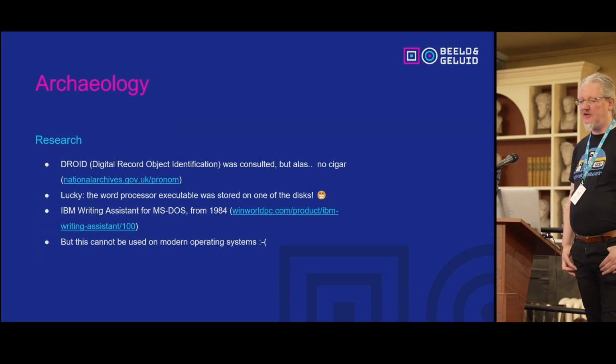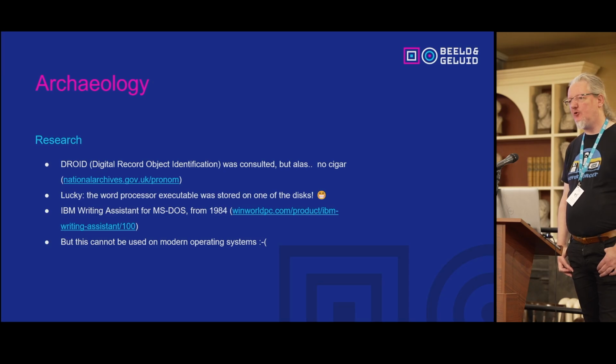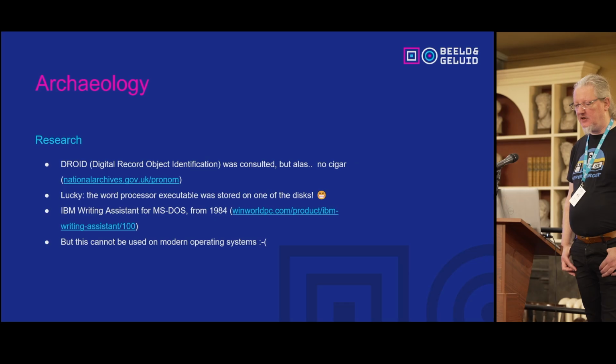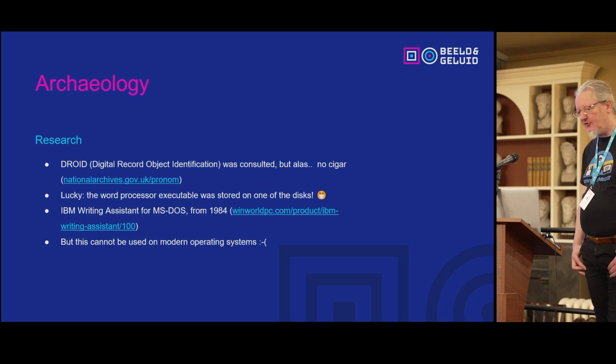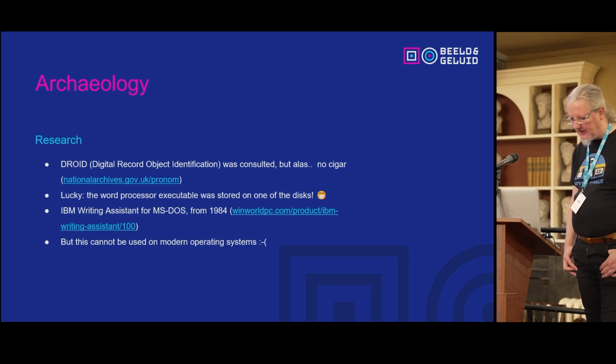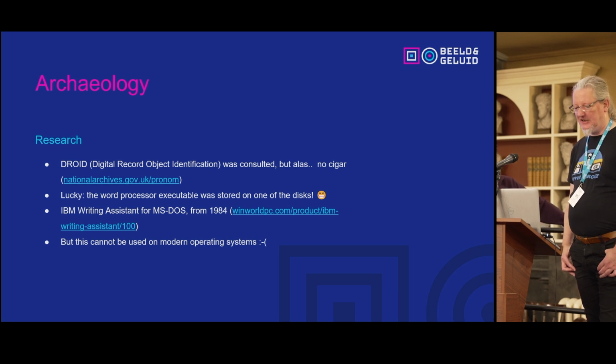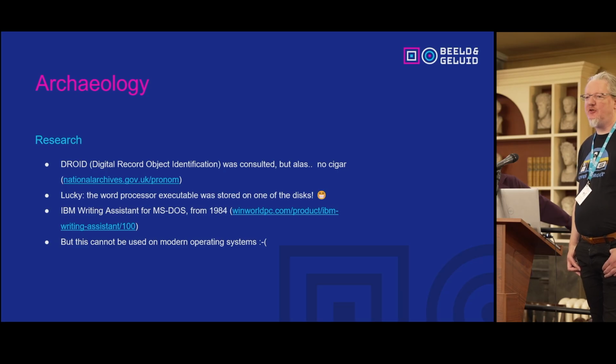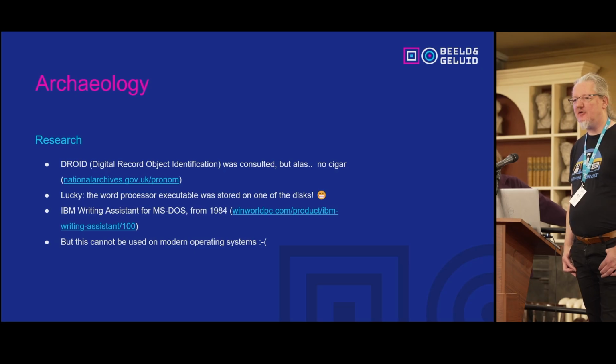So I had to find out which software was used to write the file. And I tried Droid, which is a tool that can identify files if they are in the PRONOM database. But unfortunately, this file format was not recognized. But I had a little luck because on one of the disks, the original word processor software for MS-DOS was present. But you cannot use it on a modern computer. It doesn't work on Windows 11 or the Mac.